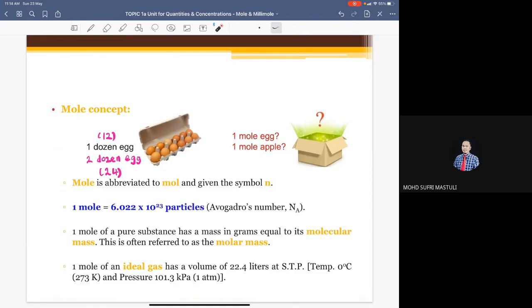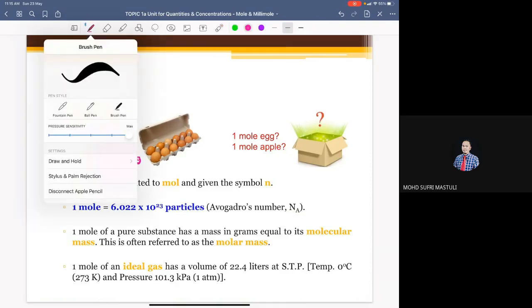Before we talk about this one, the mole, the quantity of substance, can be abbreviated as mol with the symbol M. The important fact in this slide is that 1 mole of any substance, 1 mole of egg, 1 mole of apple, or 1 mole of strawberries, is equivalent to the Avogadro number. So we can write it here.